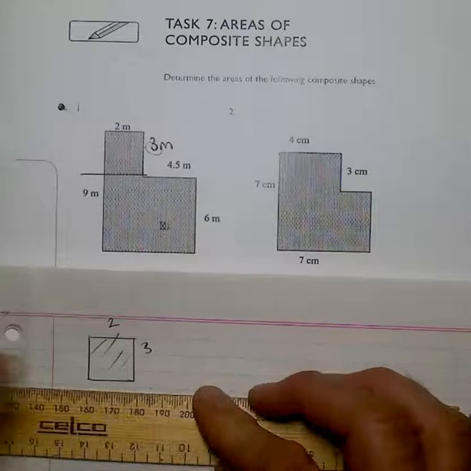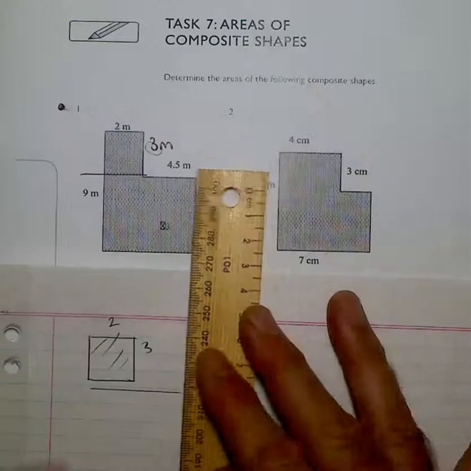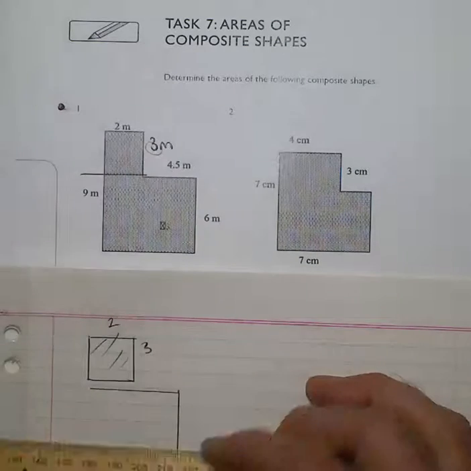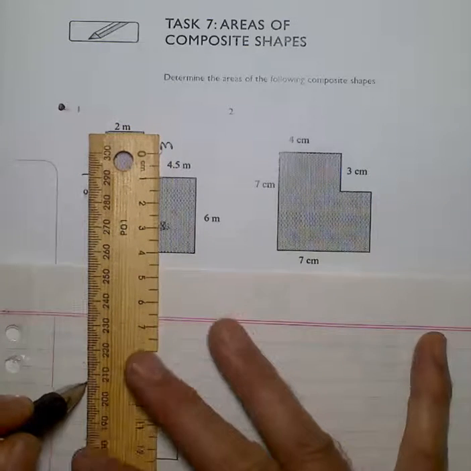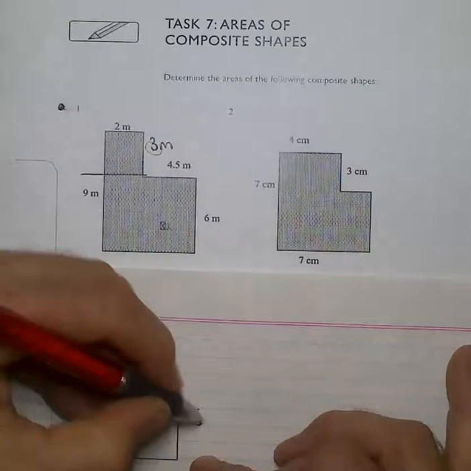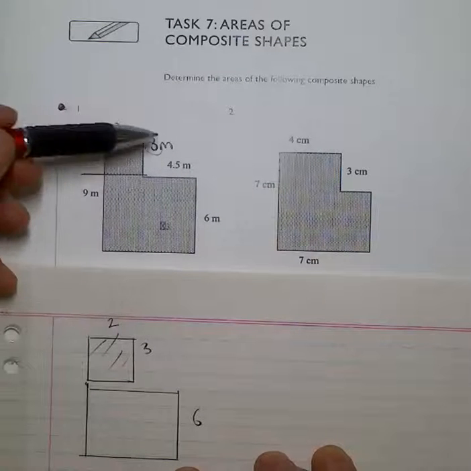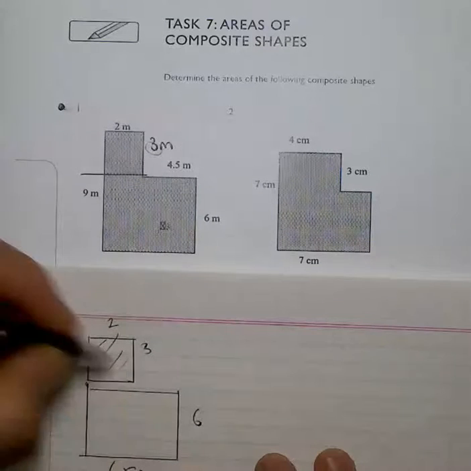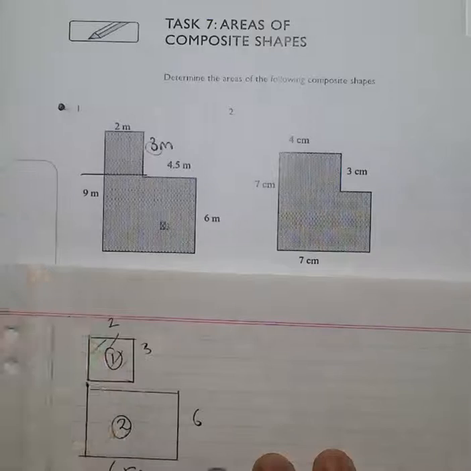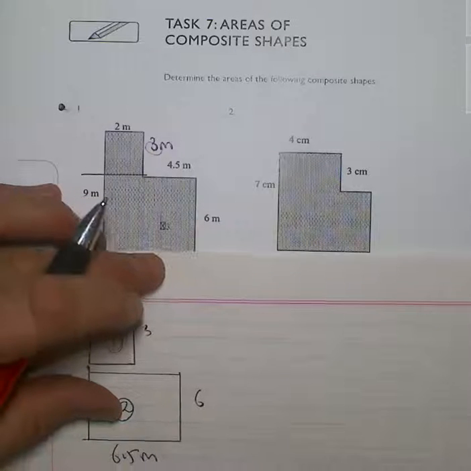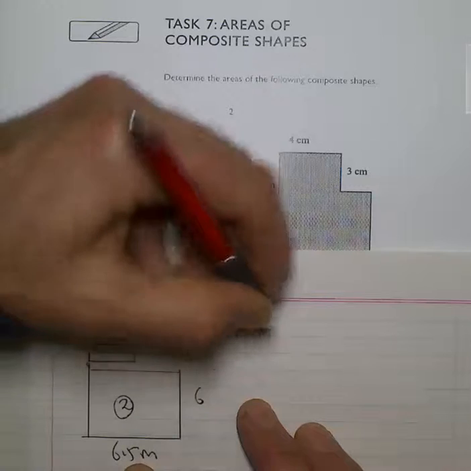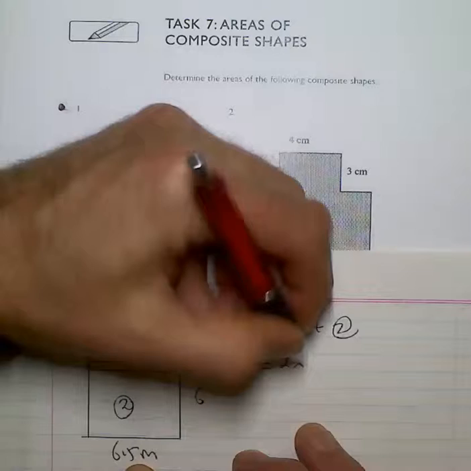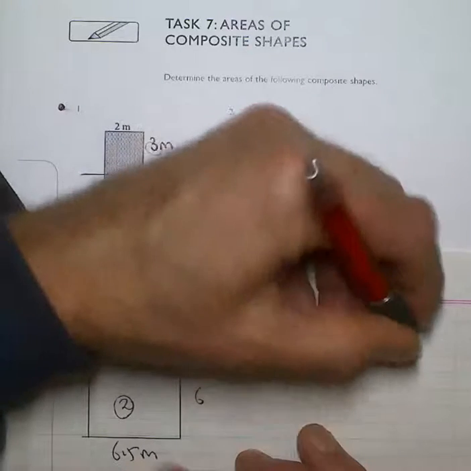And I've got a larger shape, I'll just break it down, which is 6 meters in height. I'm not being given the width though. So I've got 6 there, and the width, well, I've got 4.5 and 2 there, so that must be a total of 6.5 meters. I'll call that shape 1, shape 2. The area in this instance is equal to the area of 1 plus the area of 2. 2 by 3 plus 6 times 6.5.